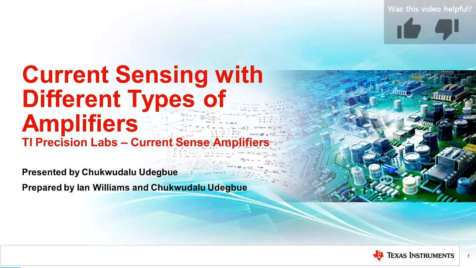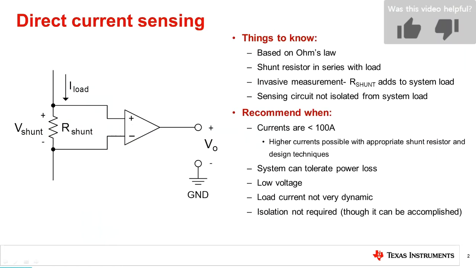In this video, we will introduce the different types of amplifiers used for current sensing, and the strengths and weaknesses of each. In today's training, I will introduce the basic concept of direct current sensing. This method is based on Ohm's law, where load current generates a voltage across the sense element, typically a shunt resistor. This shunt voltage, or sense voltage, is measured to determine the current level. It is an invasive measurement method where power is dissipated by the shunt resistor.